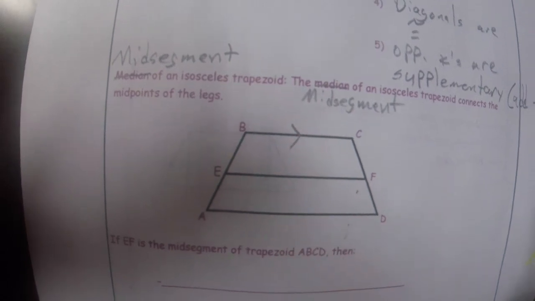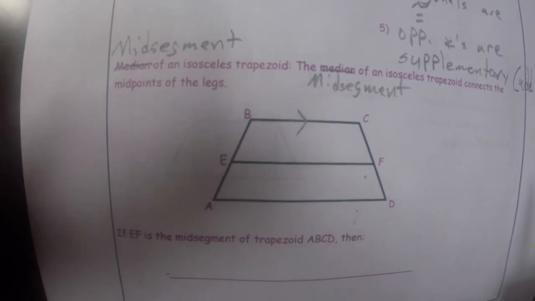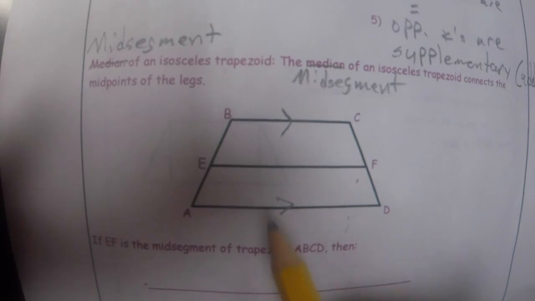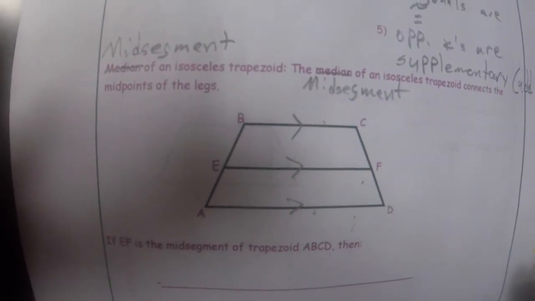This is our sign for parallel. Okay, so BC would be parallel to what side? Well, if you said AD, you would be correct. And also, the midsegment is parallel also. All three of these sides here are parallel to each other.